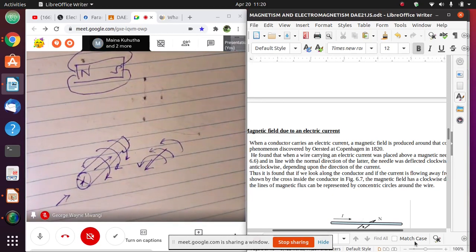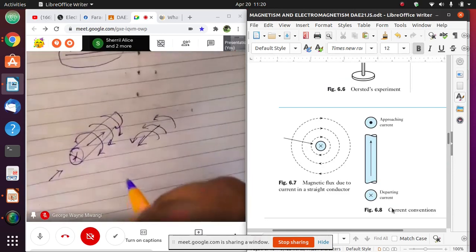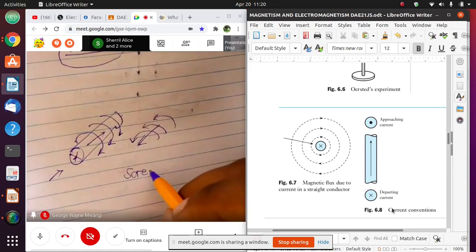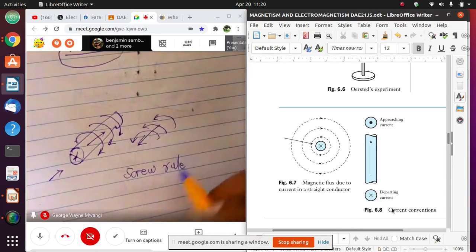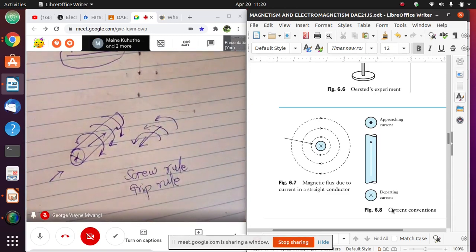Now, how do we determine this direction? There are two ways. There is something known as the screw rule and the grip rule. We can use these two to determine the direction of our magnetic field in a conductor.